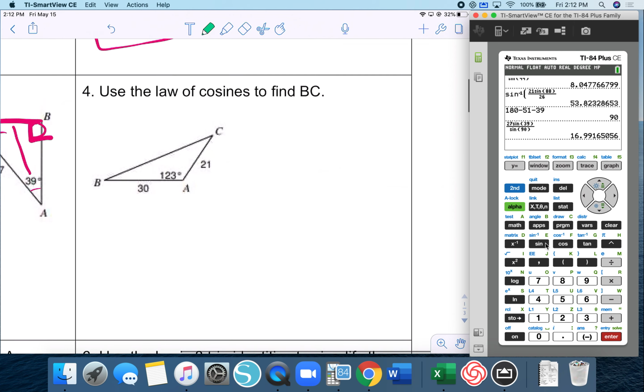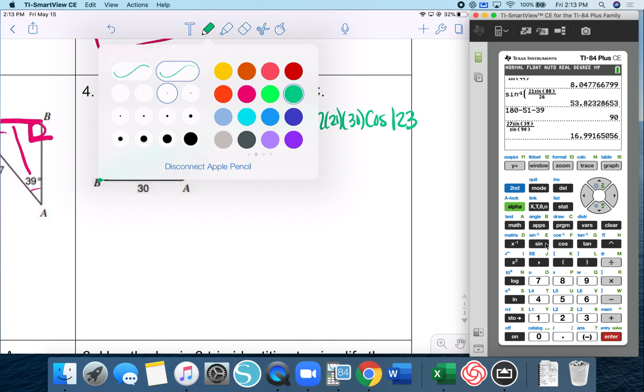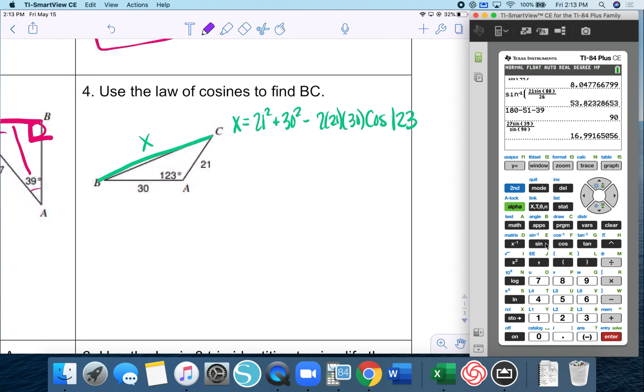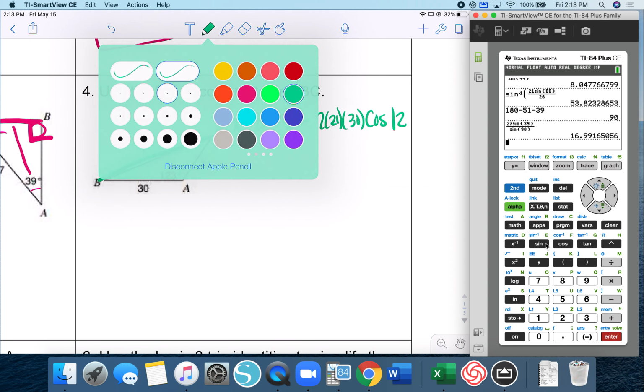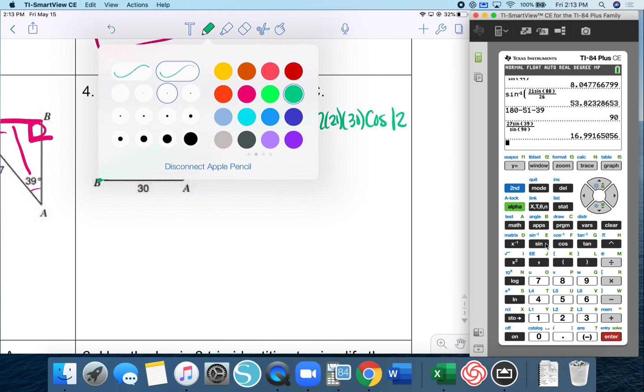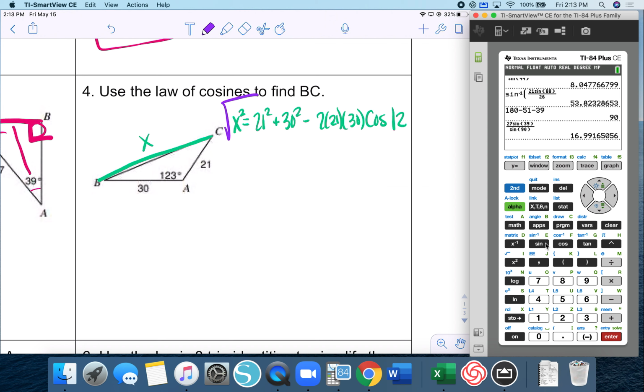Number 4, law of cosines to find side BC. So x equals side squared plus side squared minus 2 side side cosine angle. And then remember, this is x squared, and I have to take the square root of all of that.